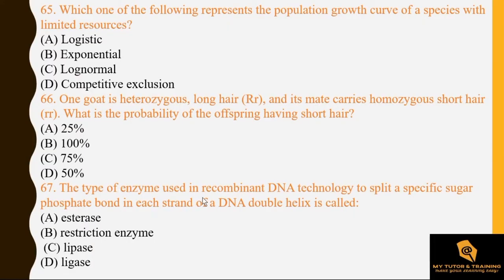The type of enzyme used in recombinant DNA technology to split a specific sugar phosphate bond in each strand of the DNA double helix is called: A, Stress. B, Restriction enzyme. C, lipase. D, ligases. So, the correct answer is B.